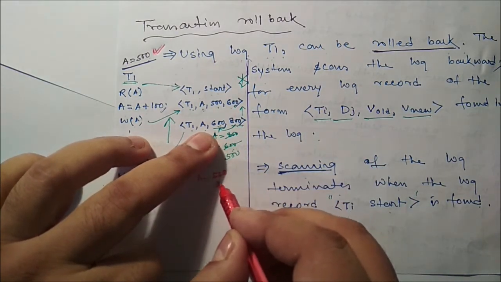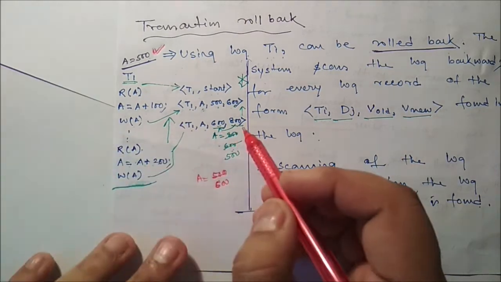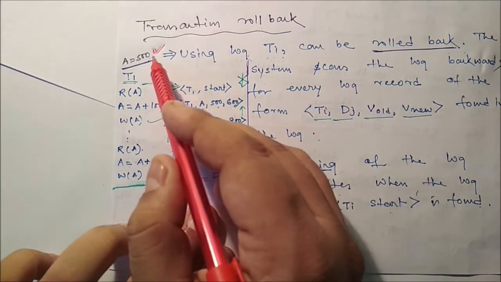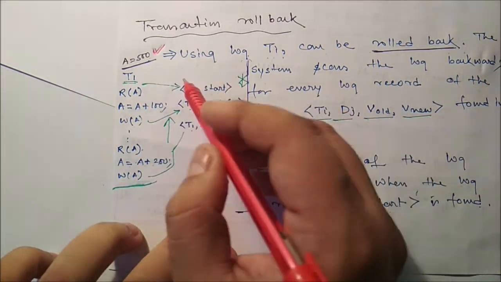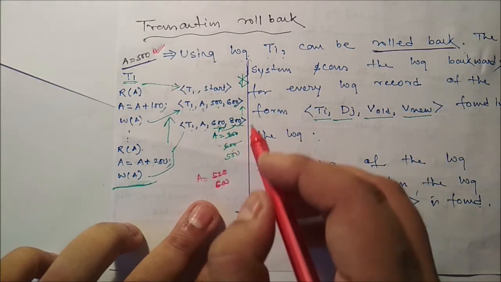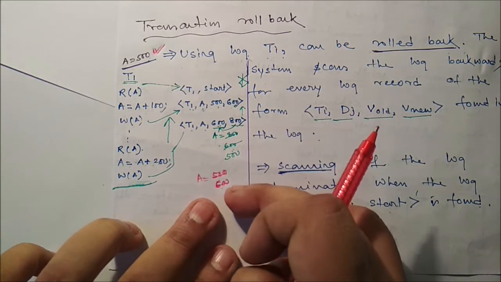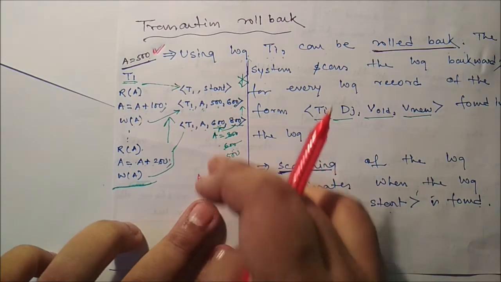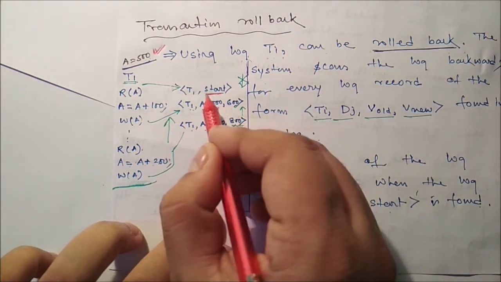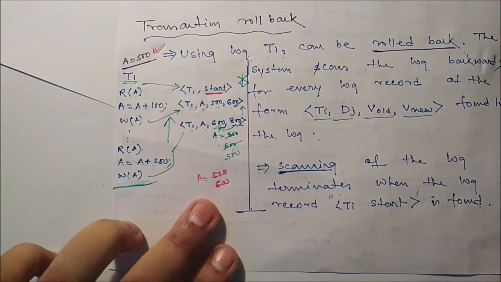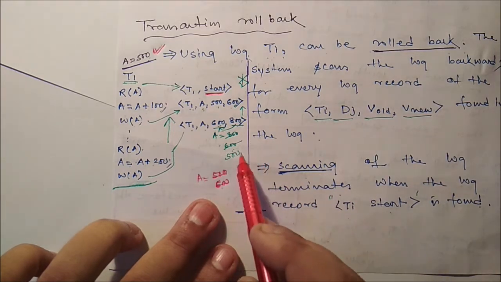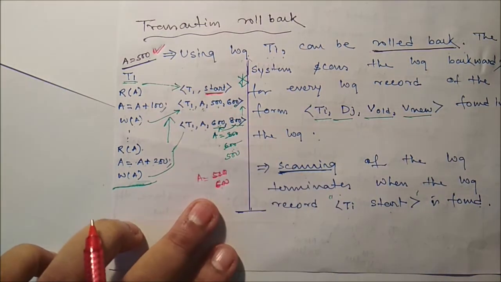Now the value will be 600, and the old value was 600. But it is not true. The value is 500. So we should not move forward. If there is a rollback, we have to scan the log file from the bottom and update accordingly, until the start position, when the log record Ti start is found. So we have to scan the whole log file until the log record T1 start is found.